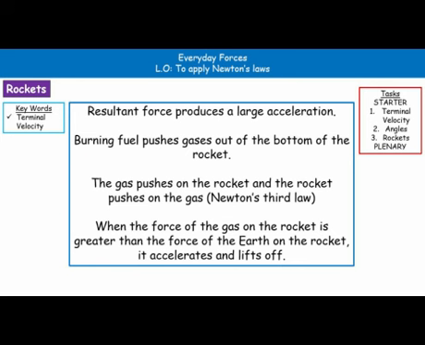So obviously make sure you've got those points written down. If you've not already got them, I'd suggest hit pause on the video and get those points written down to explain how the rocket can leave our atmosphere.